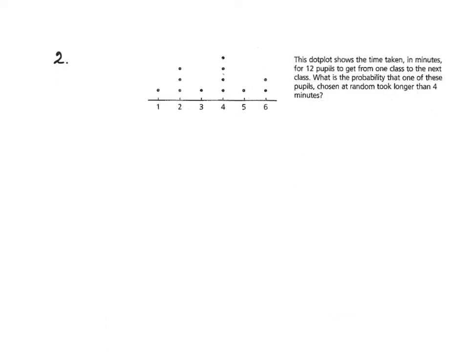Question 2, a question on statistics. So we have a dot plot here. What we should really have is a label on the axis. So anyway, we can see that from this information here. The dot plot shows the time taken in minutes for 12 pupils to get from one class to the next class. What is the probability that one of these pupils, chosen at random, took longer than 4 minutes?